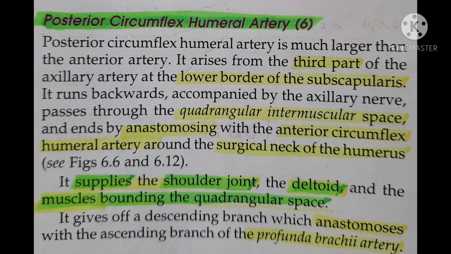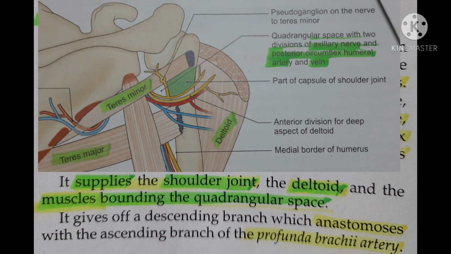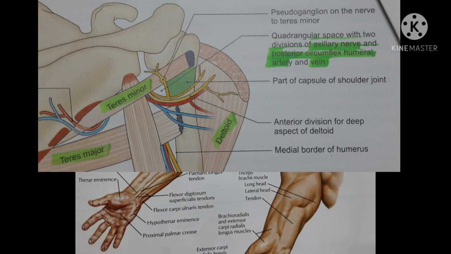It arises from the third part of the axillary artery at the lower border of the subscapularis. It runs backwards accompanied by the axillary nerve, passes through the quadrangular intermuscular space and ends by anastomosing with the anterior circumflex humeral artery around the surgical neck of the humerus. It supplies the shoulder joint, the deltoid, and the muscles bounding the quadrangular space. It gives off a descending branch which anastomoses with the ascending branch of the profunda brachii artery.